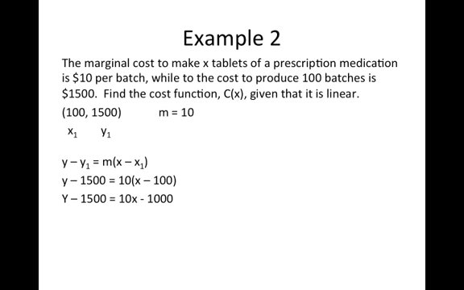And so we're going to add 1,500 to both sides, and we get y equals 10x plus 500. Now we want to put it in the form C of x equals mx plus b. So instead of y, our final answer will have C of x equals 10x plus 500. From this, we can affirm that the marginal cost is $10 per batch. And the plus 500 is telling us that the fixed cost is 500.